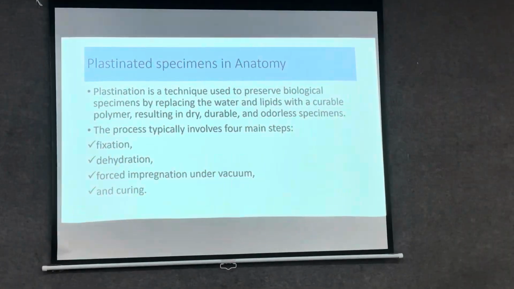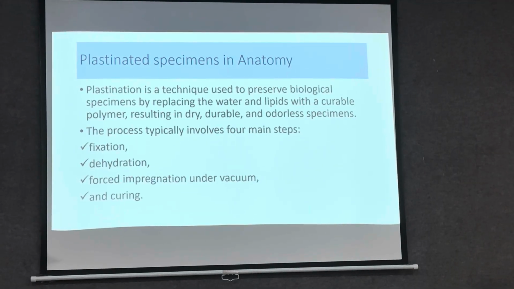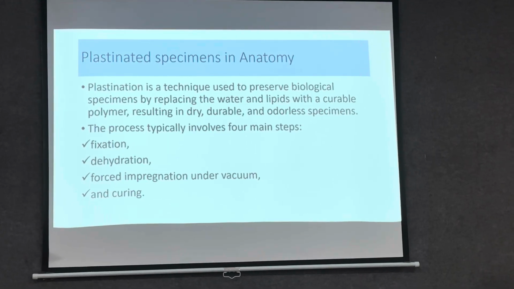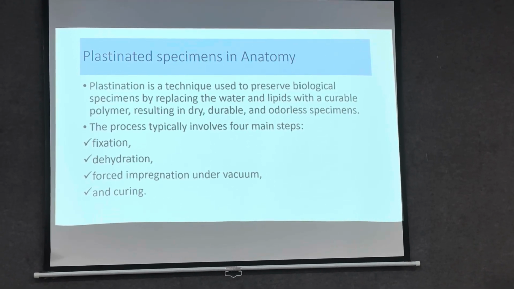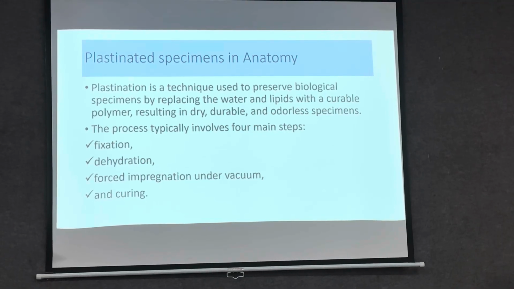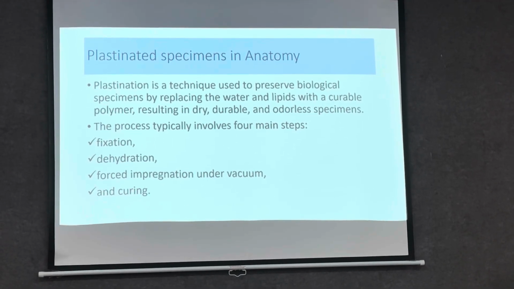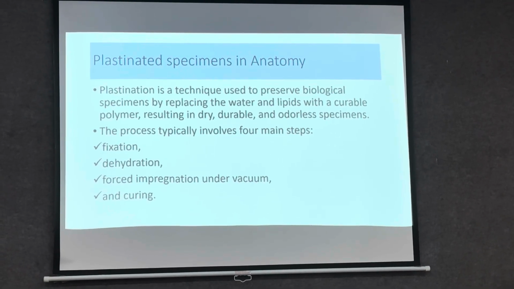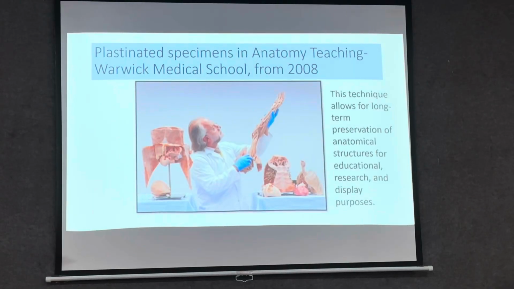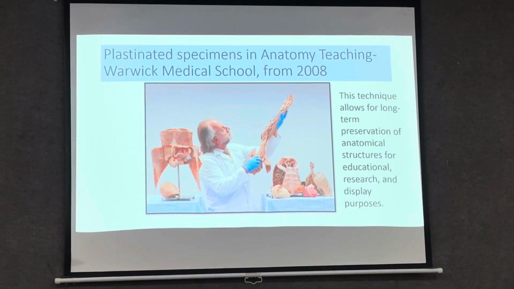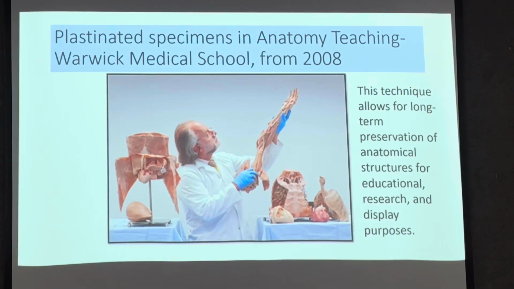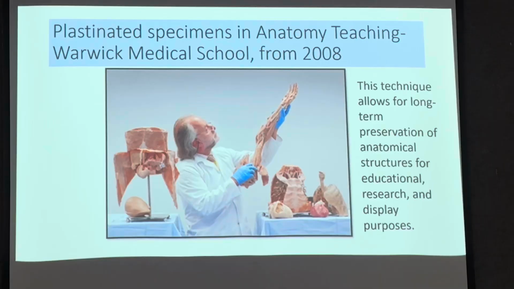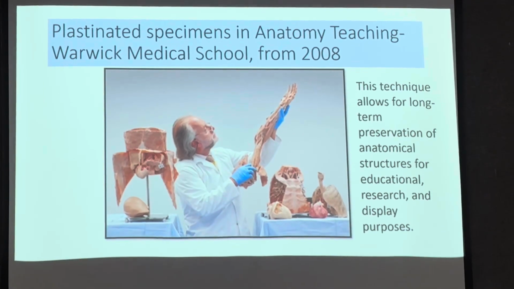In this, there are 4 steps: fixation, dehydration, then integrating the resin into the specimens, then curing, making it hard. So this technique was mainly von Hagens', he has adopted it, and he is doing wonders in medical education. He is supplying to institutions all over the world. We can see Warwick Medical School, UK, they teach anatomy only with plastinated specimens from 2008. So this is Professor Peter Abrahams.